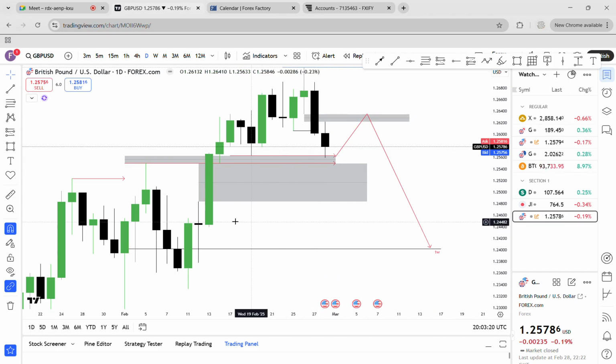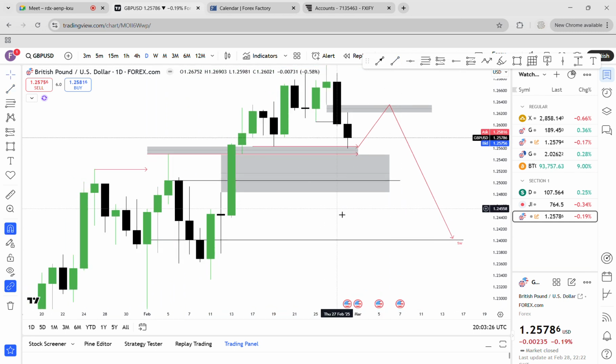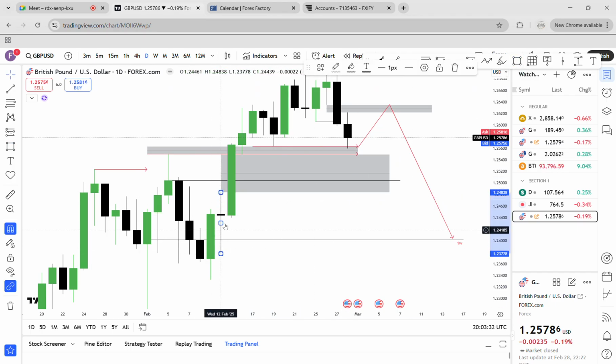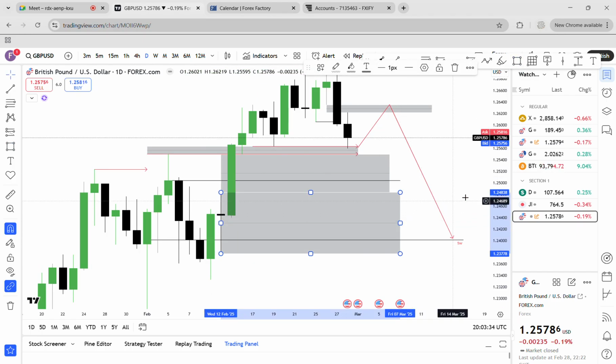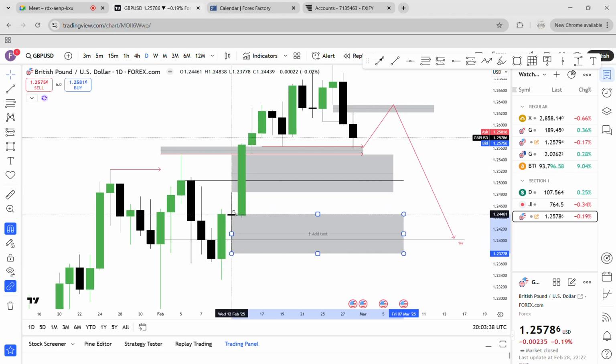Then the next area, because besides this daily fair value gap, we also have this area that is also here, and we also have this area. But you don't need to crowd your chart like this. All you need is to know where your POI is, because me, I mark from the body, so the body is always the best option for me like this.